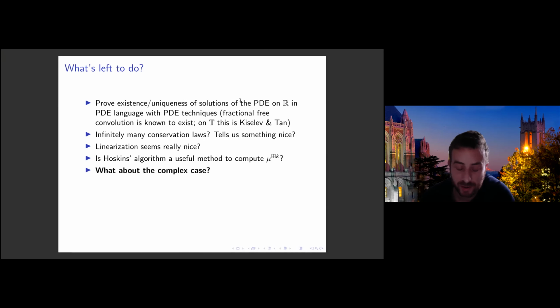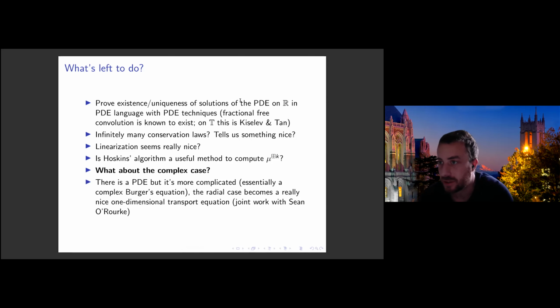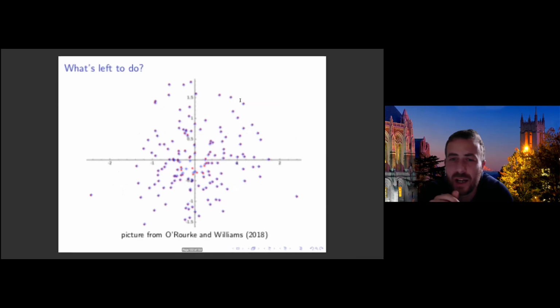And finally, I've talked about the real case, I've talked about the trigonometric polynomials. What about the complex case? I'll be brief because I'm running out of time. There is a PDE, but it's a bit trickier. It's sort of the same PDE, except instead of the Hilbert transform you have a Stieltjes transform, a non-local transport equation, and people have studied this because it starts becoming like a Burgers equation. It's the complex Burgers equation.